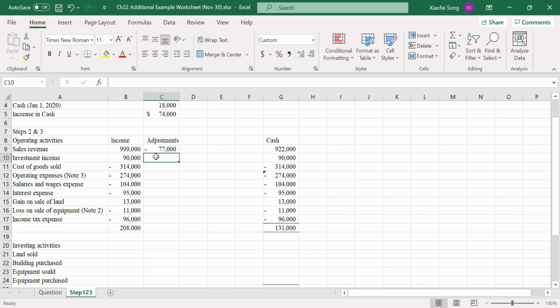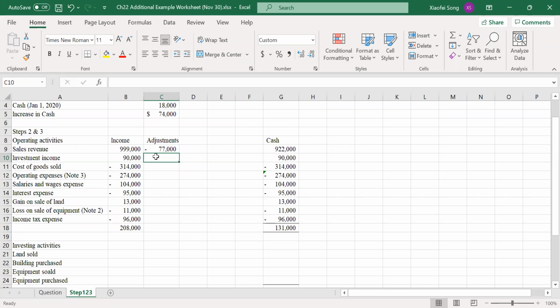So 922 is cash collected from customers, right? The next one is investment income. I had several columns here, so I'm just going to put in the numbers. There's no place to explain, so you just make reference to that. So that increase in 90,000, I think there's an unrealized gain and there's a realized gain.